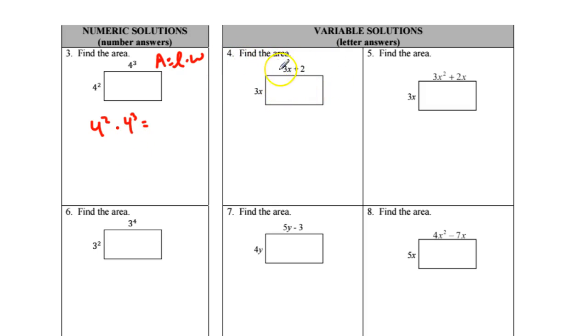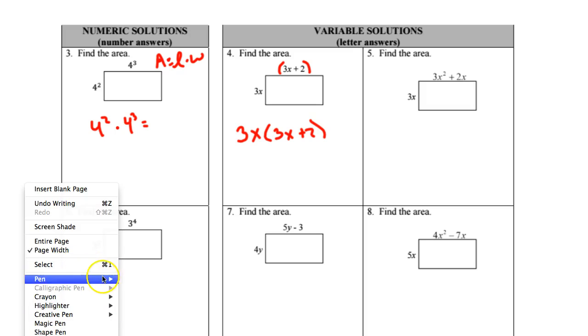Over here, this is the same thing. These are rectangles, but these have a variable expression. So you want to put parentheses around this, and then you multiply. So it's going to look something like this. 3x times, in parentheses, 3x plus 2. So you got that, and then you need to use the distributive property.